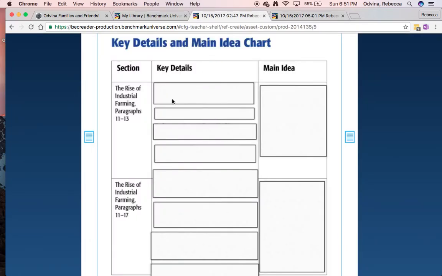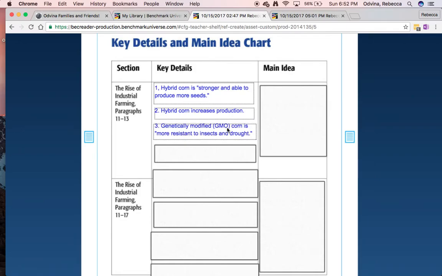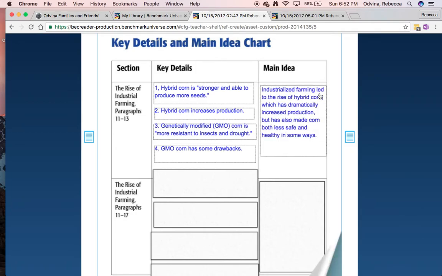Welcome back. So some of the key details that you should have come up with were: hybrid corn is stronger and able to produce more seeds. Hybrid corn increases production. Genetically modified GMO corn is more resistant to insects and drought. And GMO corn has some drawbacks. So we can take these 4 key details and combine them into a main idea. Industrialized farming led to the rise of hybrid corn, which has dramatically increased production, but has also made corn both less safe and healthy in some ways.